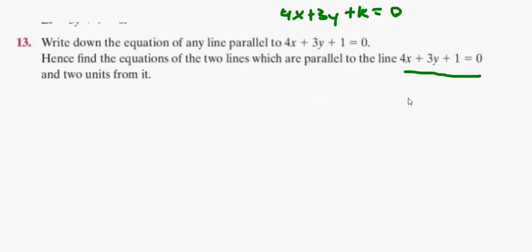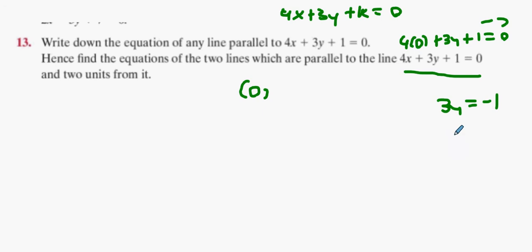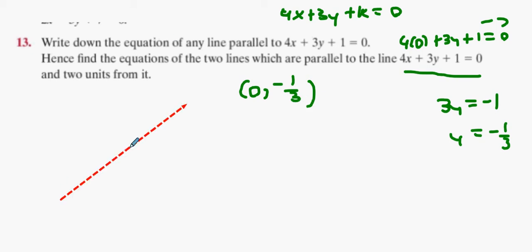0, 1 over 3 is perfect. Replace x with 0, what happens? 4 times 0 plus 3y plus 1 equals 0. 3y equals minus 1. y equals minus 1 over 3. You cool with that? So one of the lines has this point on it, which is 0, minus 1/3.